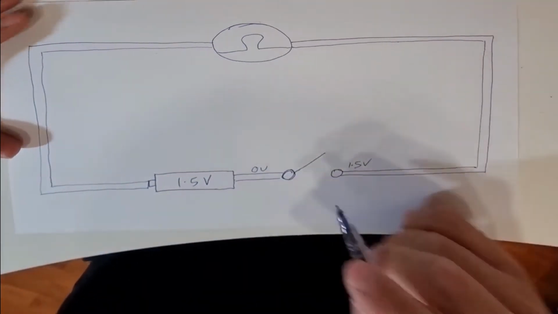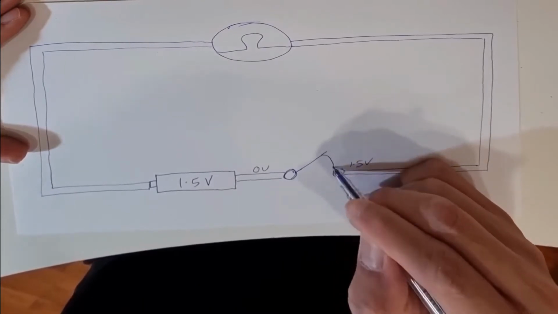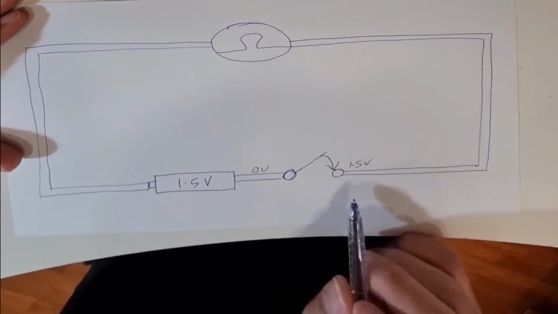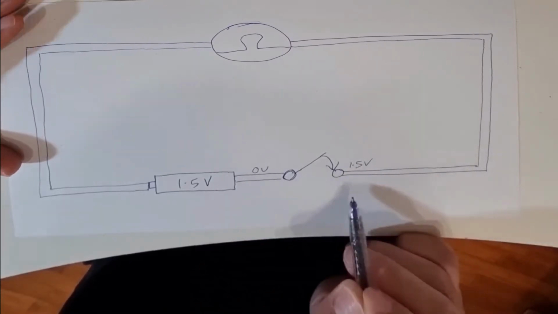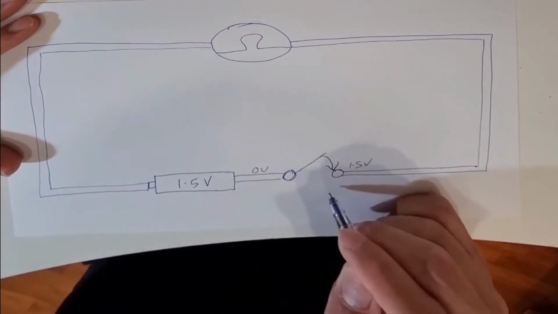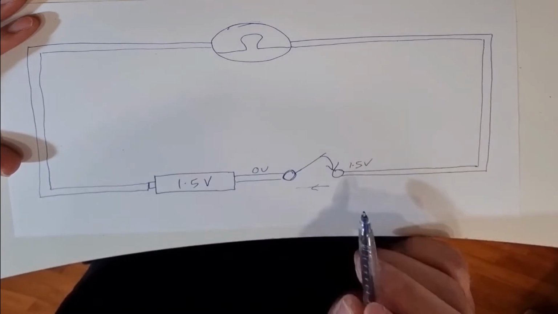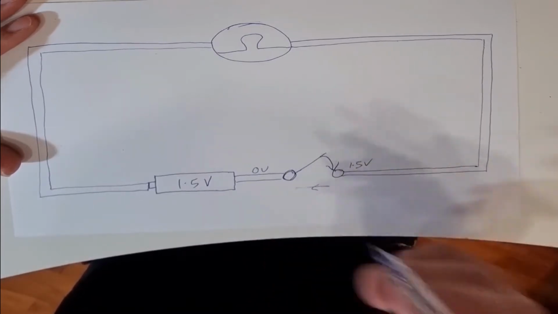And at this point, let's say I close the circuit, alright? So I close the circuit. When I close the circuit, what happens? This is 1.5 volts, this is 0 volts, right? So immediately there will be a rush of current this way, right? Conventional current, plus to minus. It will flow this way, this way.